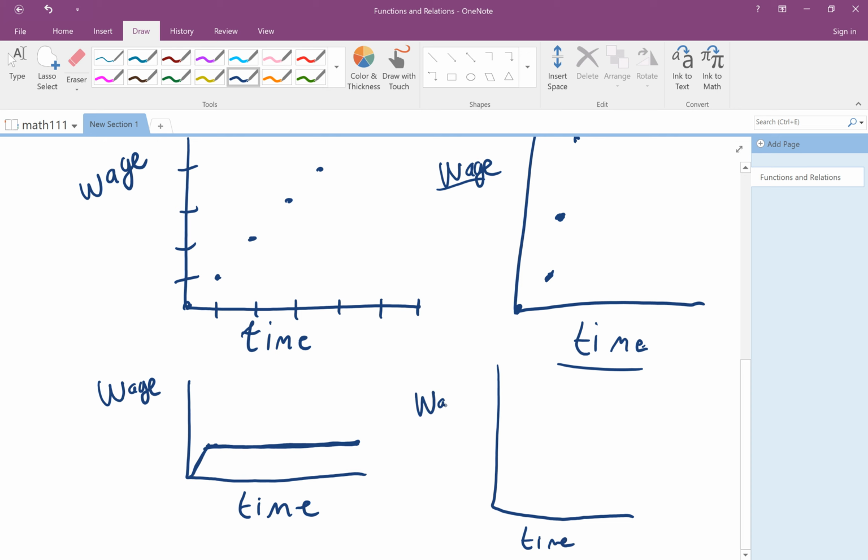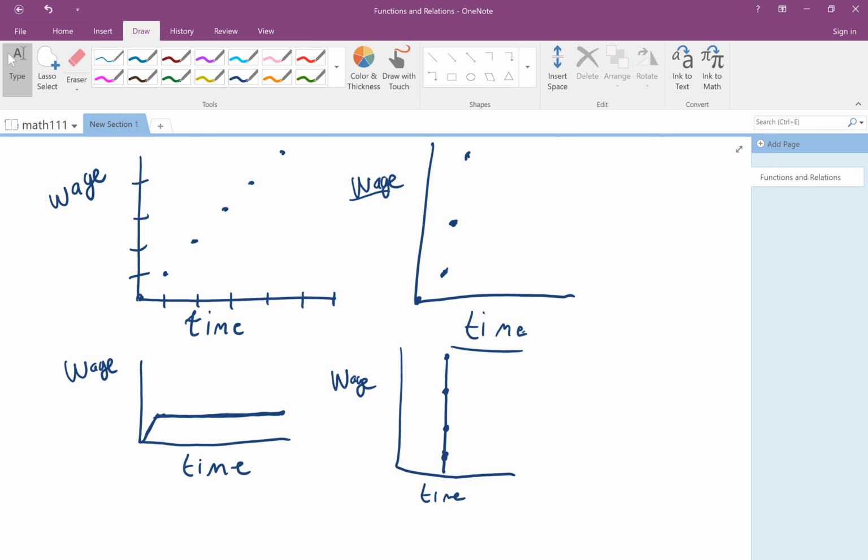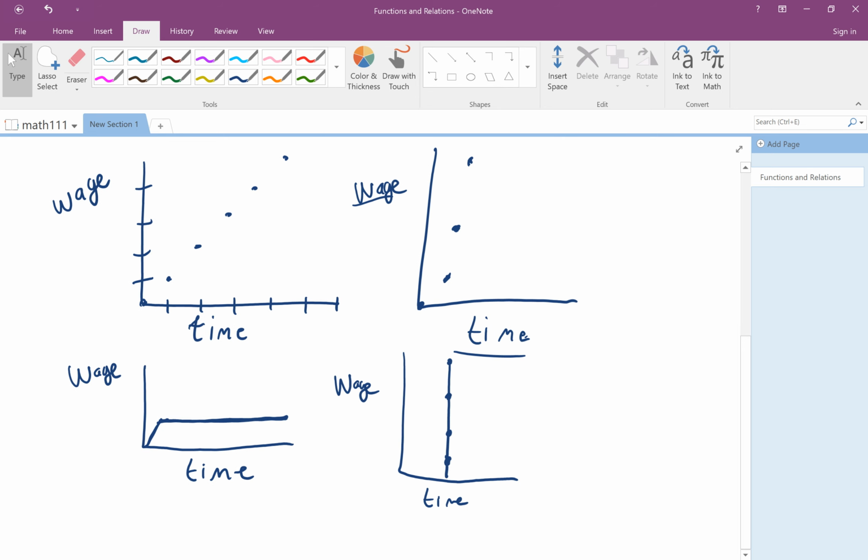Time and wage. This is my last one, I promise. Oh, that's nice. I work a certain amount of time and I just keep going. Man, I gotta find that job. Here is another relation. Even though it's only one time and it has a number of different wages, I don't exactly know how that works, but that's a relation. So anytime we have a correspondence between two quantities, that's what a relation is.